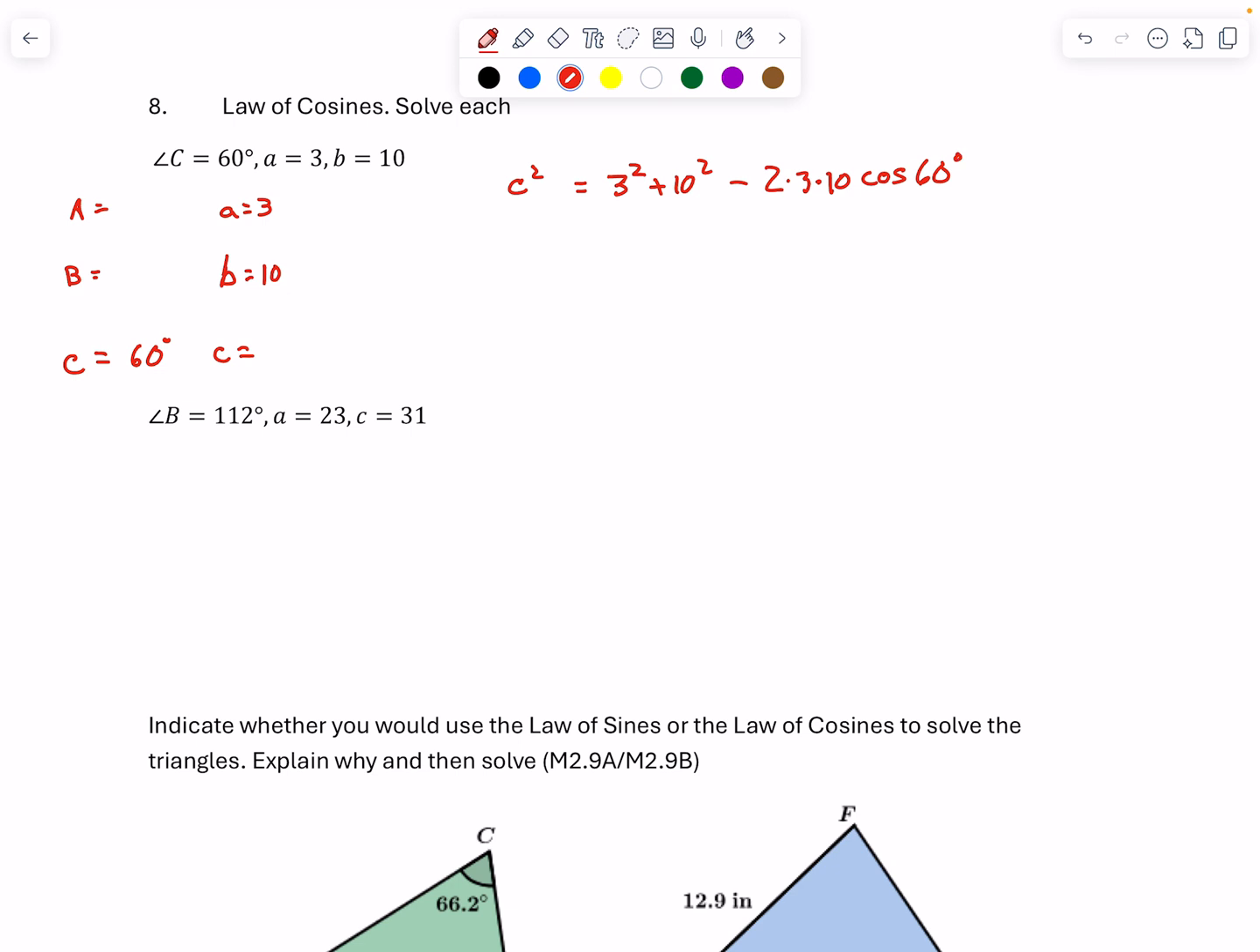Okay, that's a number. It's 79. Cosine 60 is a half. That's why it comes out to a nice whole number. But C is a decimal. Okay, and then we set up the law of sines.